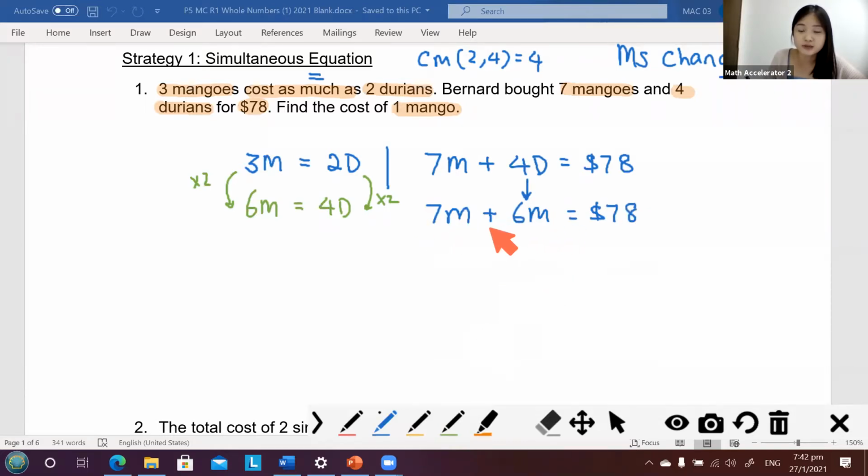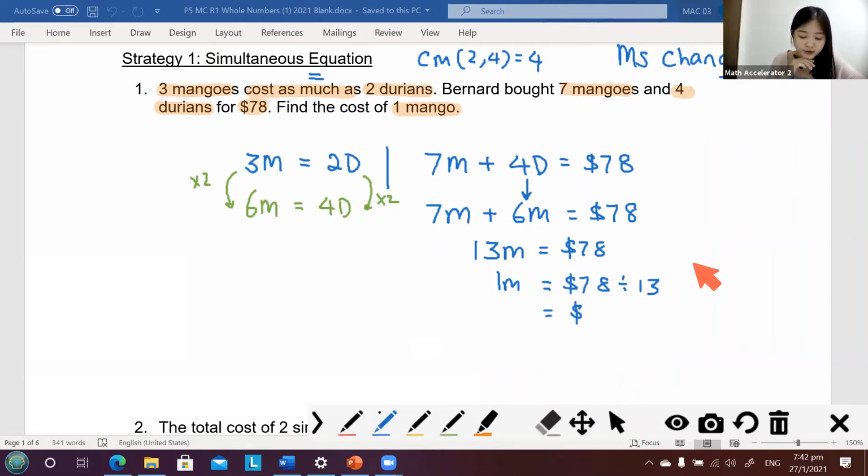So now that the durians have been cancelled out, we can combine the mangoes together. 7m plus 6m will get you 13 mangoes. 13 mangoes equals $78. Then we find 1 mango from here. Once you've cancelled out the other item, things get a lot easier. All you have to do is divide by 13, because 13 mangoes is $78 and they want 1 only.